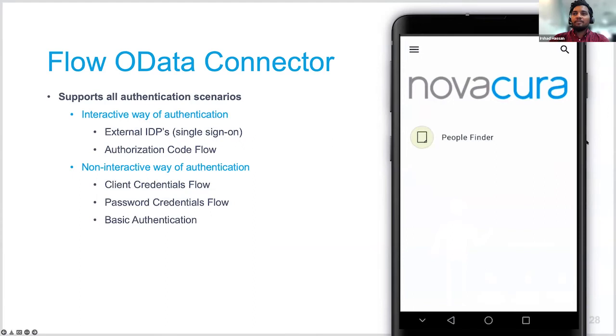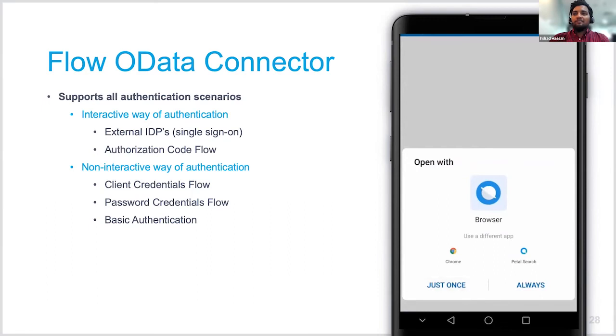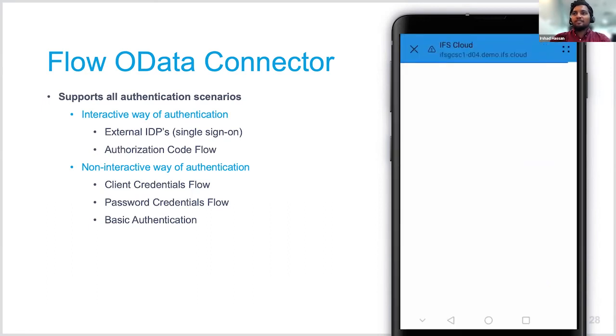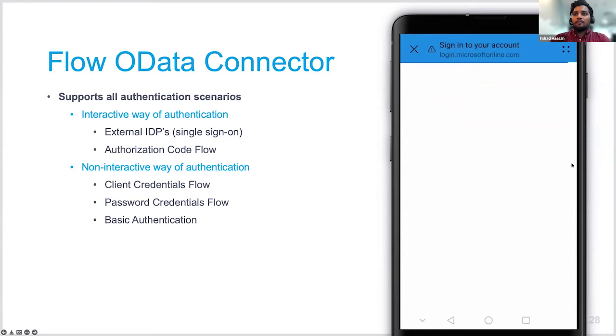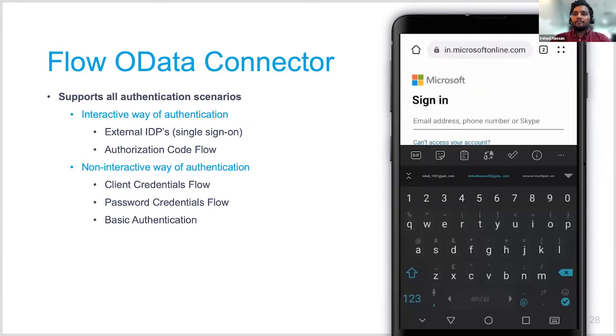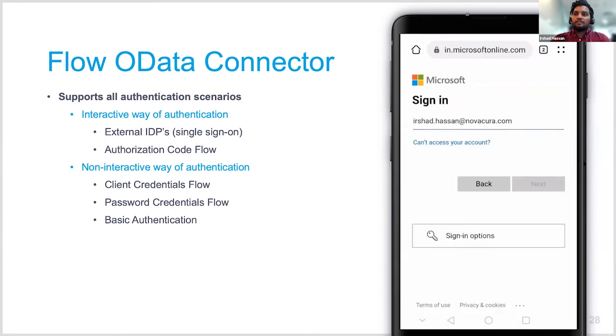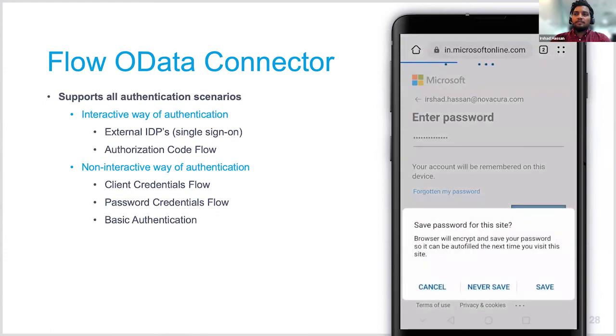So I have this people find app, and then when I open that app, I'll be presented with a browser screen to log in. The same screen that IFS shows in its client. And now I will choose the external IDP, the external Azure ID. And then it will redirect you to your own domain. Then you are signing into, let's say, my organization. Enter the credentials.